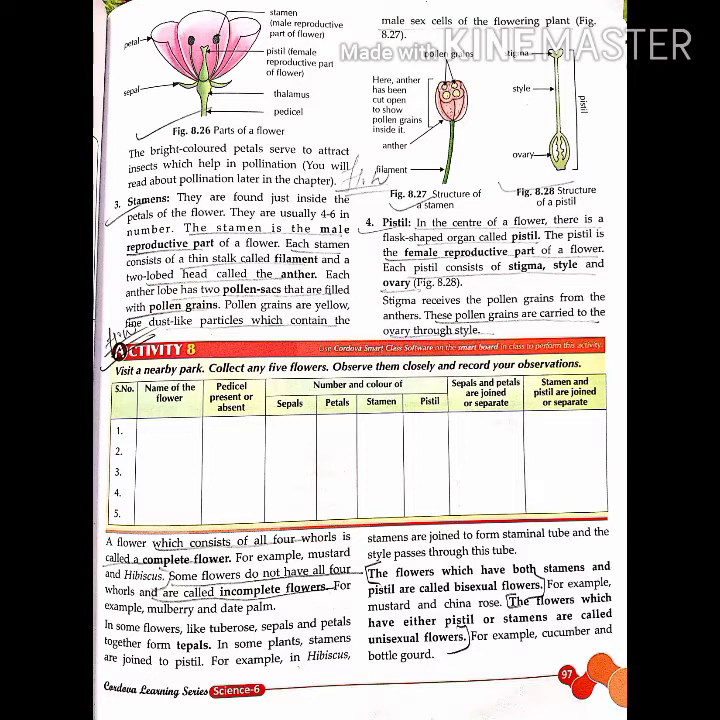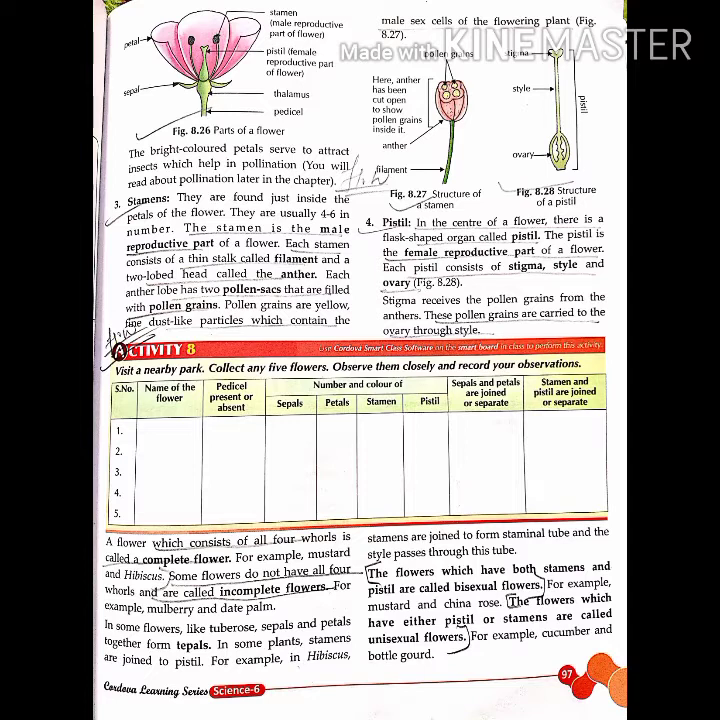Now the fourth part is the pistil, the female reproductive part of the flower. It is present in the center of the flower, a flask-shaped organ called the pistil. If you look at it, you will see a flask-like structure. This is the female reproductive part and the pistil consists of stigma, style and ovary, as you have seen in the picture. Stigma, the upper part; style, the middle part, a pipe-like structure; ovary, the last one. The whole part is called the female reproductive organ.